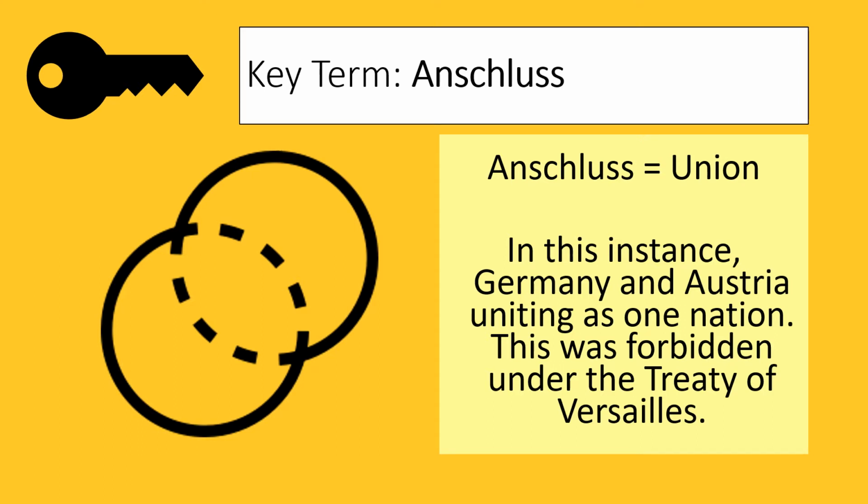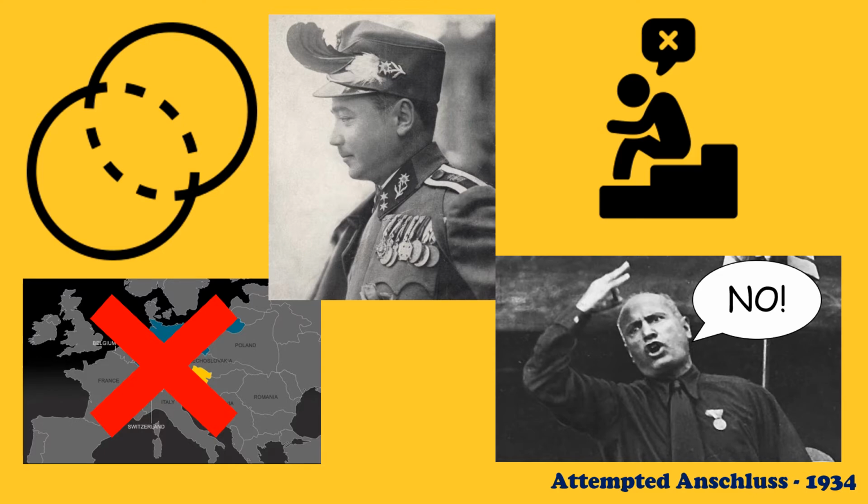So Anschluss is this union between Austria and Germany. In this instance, it was directly forbidden under the Treaty of Versailles, and as we've looked at in our previous video on early Lebensraum, we know that back in 1934, Hitler actually tried to unite Austria and Germany, but it was a complete failure. Just a quick recap of what we can see here. Again, if you want more detail, check out my early Lebensraum video, which goes through this in a lot more detail.